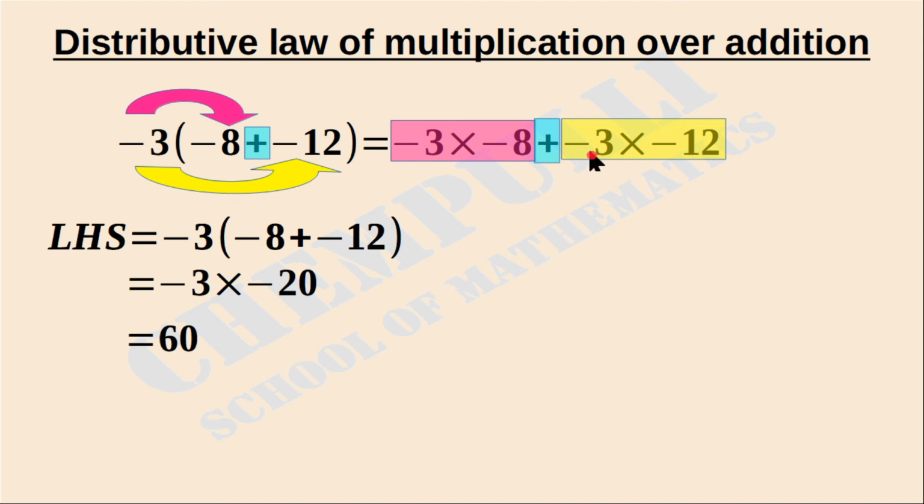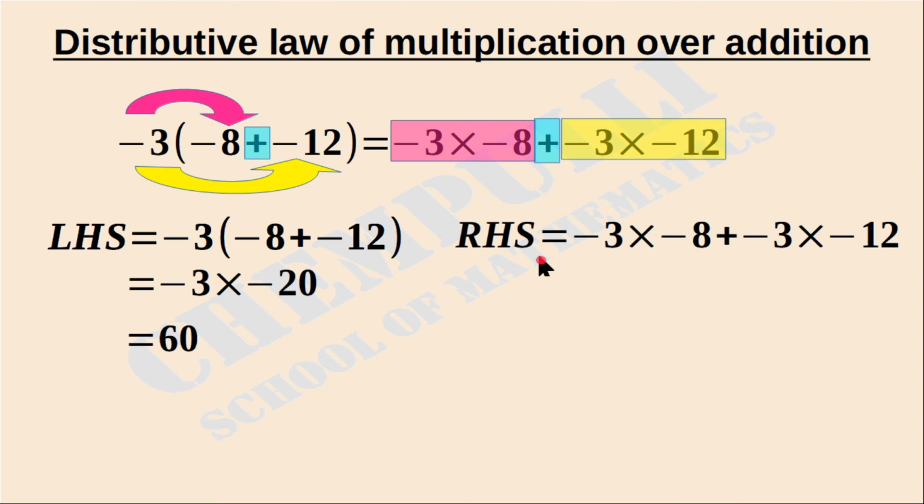The next one is the right hand side part, that is the RHS: negative 3 times negative 8 plus negative 3 times negative 12. Here also we are going to use the BODMAS rule. In the BODMAS rule, first we do multiplication, after that the operation addition. Here negative 3 times negative 8. What is negative 3 times negative 8? We know the answer is 24. What is negative 3 times negative 12? There are two multiplication parts here. Do the multiplication parts first, and after that do the addition part.